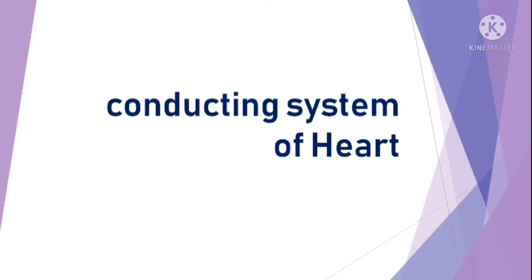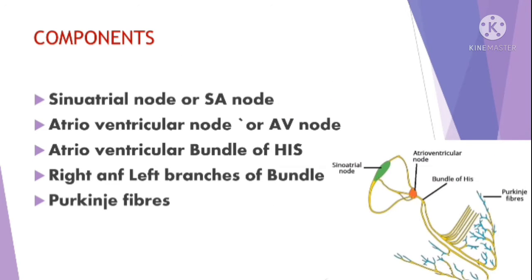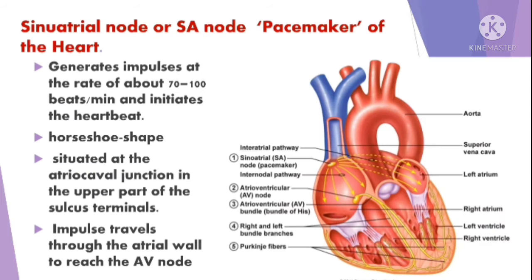The conducting system of the heart is made up of myocardium that is specialized for initiation and conduction of the cardiac impulse. Its fibers are finer than the other myocardial fibers and are completely cross-striated. The components of the conducting system of the heart are the sinoatrial node, that is the SA node, the atrioventricular node or AV node, the atrioventricular bundle of His, the right and left branches of the bundle, and the Purkinje fibers.